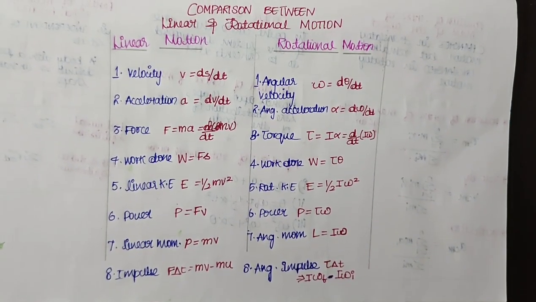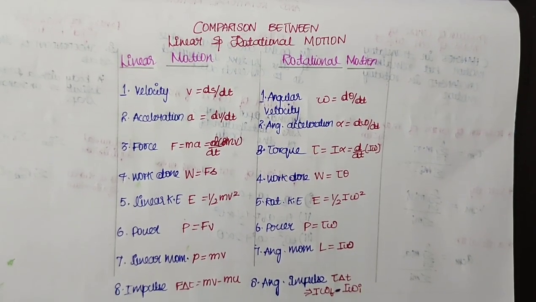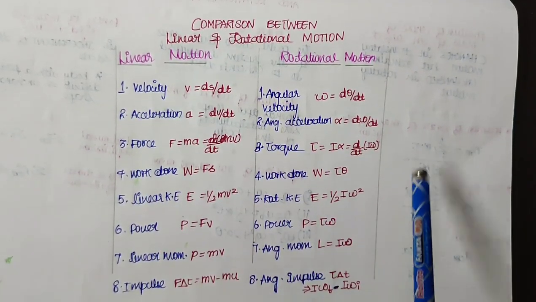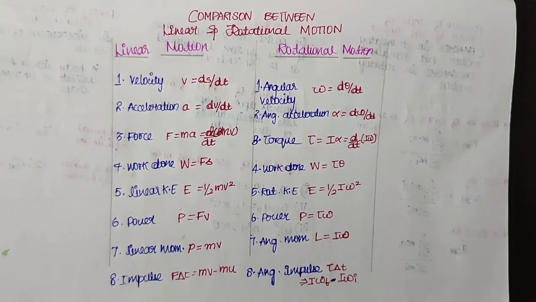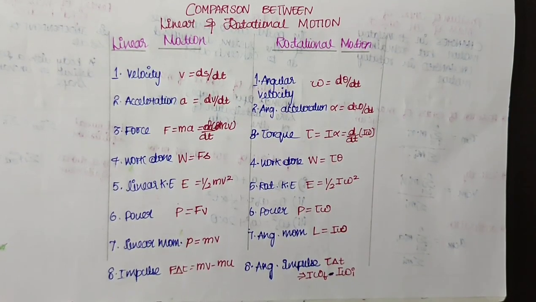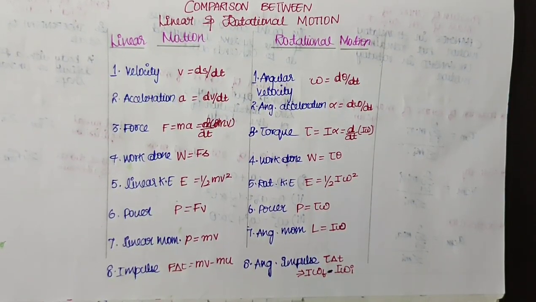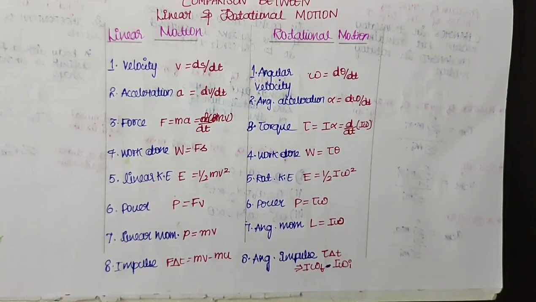So these are the basic formulas for linear and rotational motion. Even if you know all the formulas for linear motion, you can easily use them for rotational motion. So kindly note it down and read it. It will be helpful for you for solving many problems in different kinds of physics chapters. In the next chapter we will be seeing the important formulas for some rolling motions.